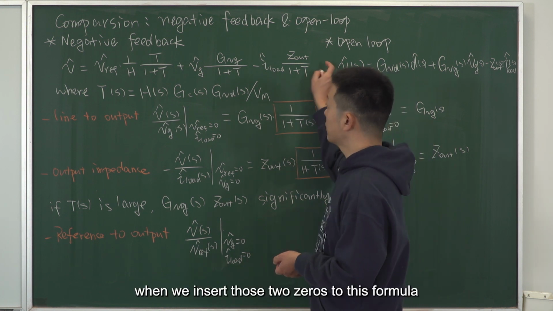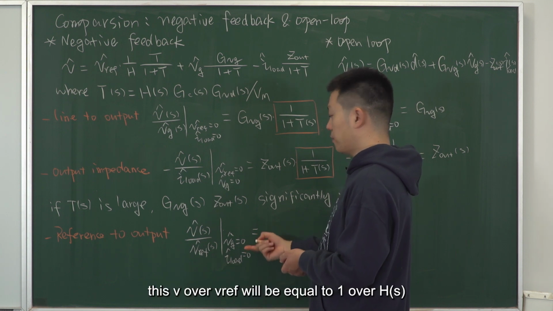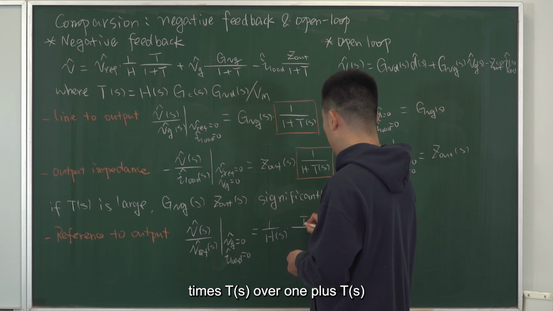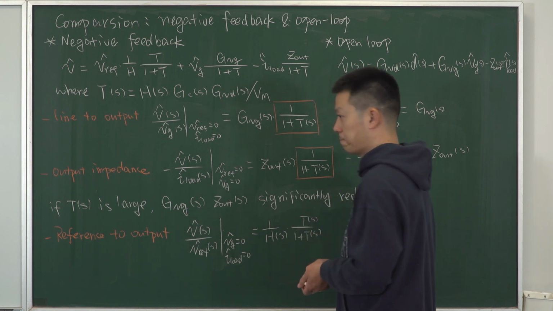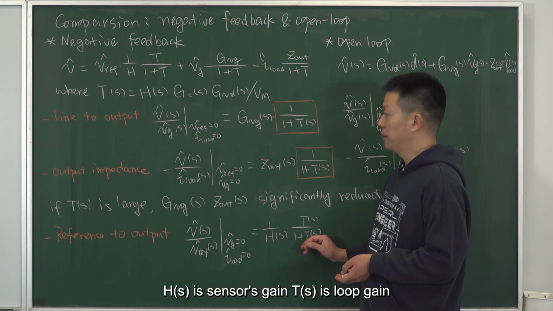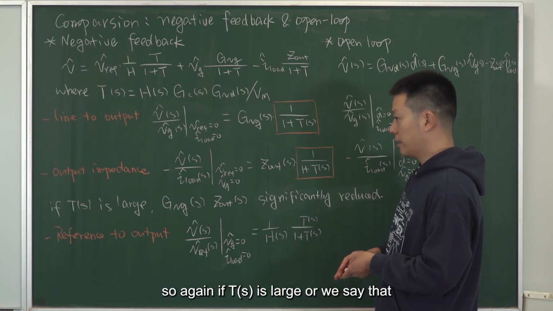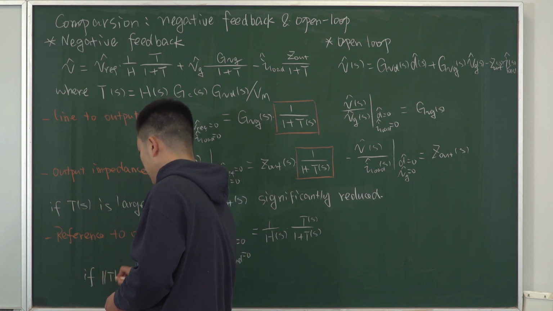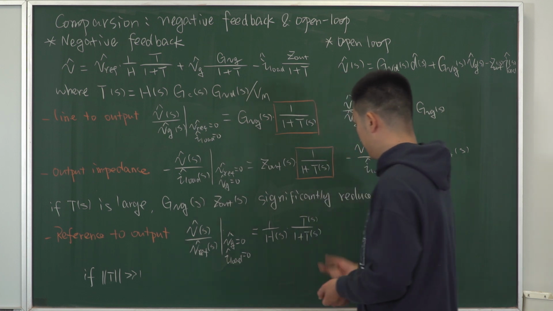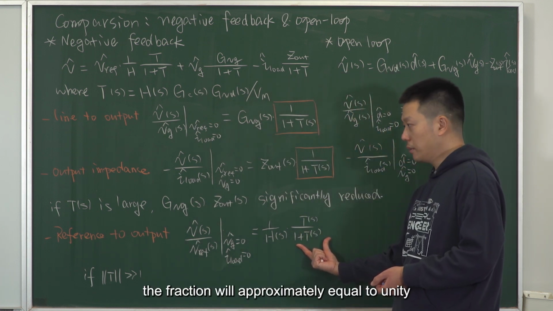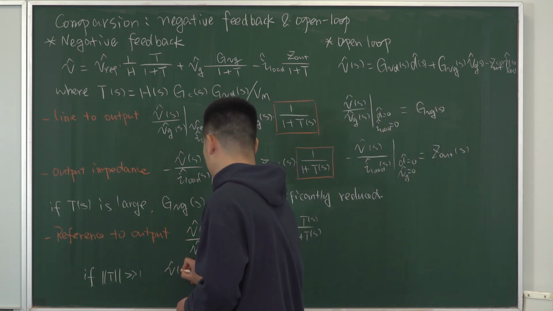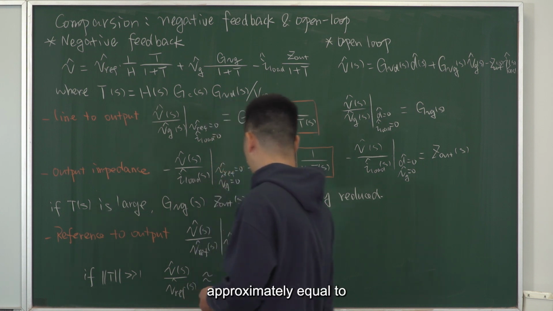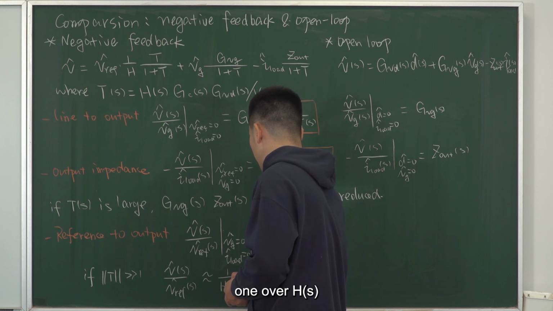So when we insert those two zeros into this formula, we can see that V over Vref will be equal to 1 over Hs times Ts over 1 plus Ts. Hs is the sensor's gain. Ts is the loop gain. So again, if Ts is large, or we say that if the amplitude of T is much, much bigger than 1, the fraction will approximately equal unity. We would have the reference to output transfer function approximately equal to 1 over Hs.